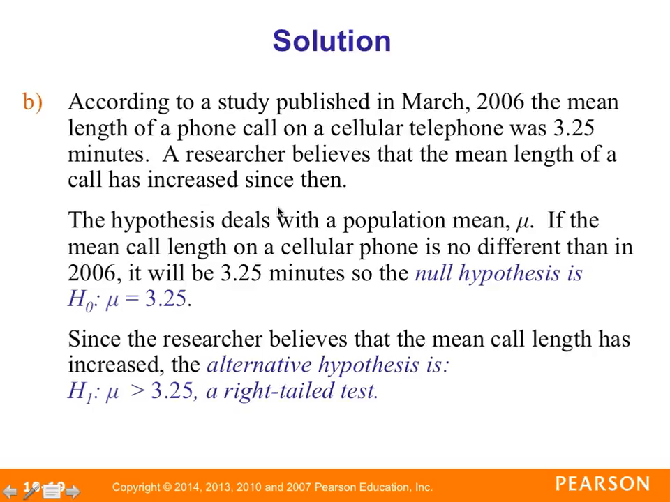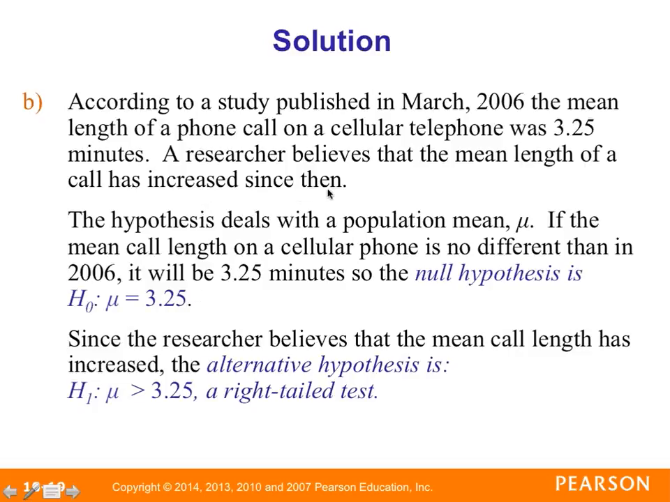Okay, let's look at this one here. According to a study published in March 2006, the mean length of a phone call on a cell phone was 3.25 minutes, and then a researcher believes that this has increased since then. So the null hypothesis is going to deal with the population mean, mu, and both hypotheses are, because we're looking at a mean. And if it's no different than in 2006, then the mean length of a phone call is still going to be 3.25 minutes. So we would say that the null hypothesis is that mu equals 3.25.